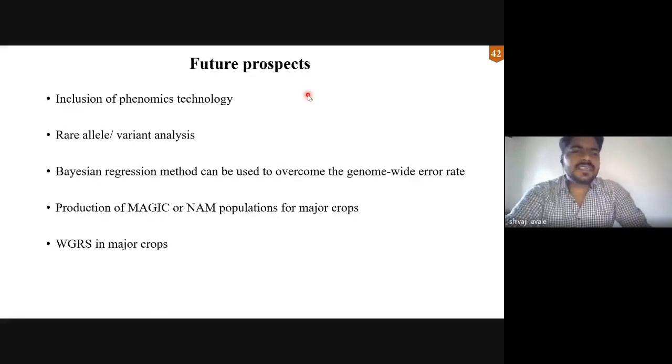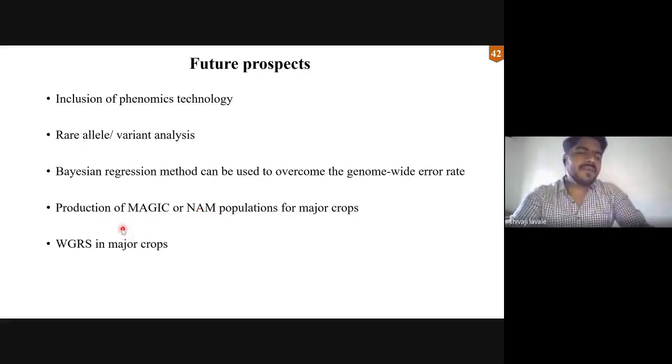In future prospect, I will say if we include genomics technology in phenotyping, it will give more accurate results. We need to go for more algorithms where we can analyze the rare alleles or rare variants. Bayesian recurrent method can be used to overcome the genome-wide error rates, and we can produce MAGIC and NAM populations, which can combine the benefits of linkage mapping as well as association mapping together.